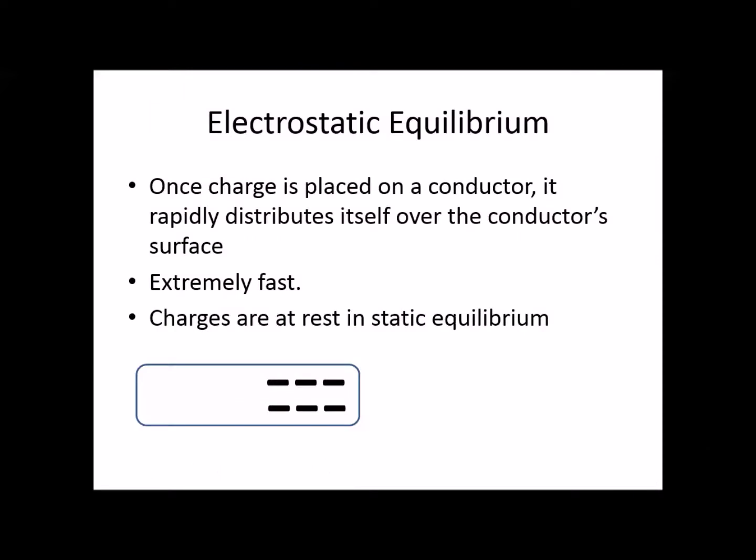Before we talk about electric forces, I want to talk about electrostatic equilibrium. We've talked about how charges, electrons, can change from one object to another. Well, we should note that when a charge is placed on a conductor or an object, it will very quickly distribute itself over the conductor's surface. This happens extremely quickly, and almost immediately these charges will be distributed and they will be at rest in what's called static equilibrium or electrostatic equilibrium. Static means it's at rest.